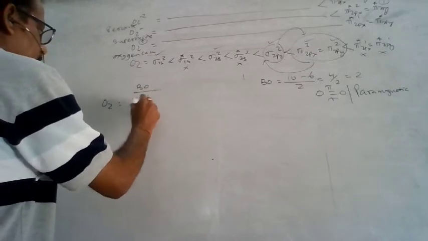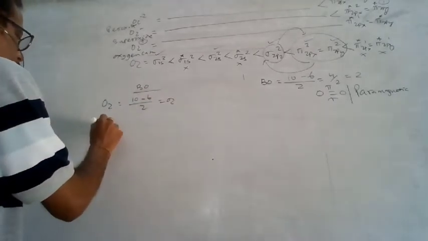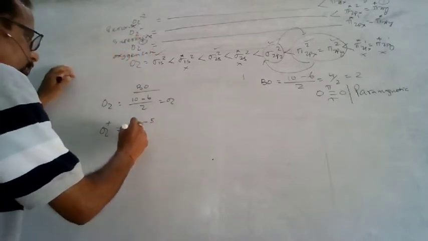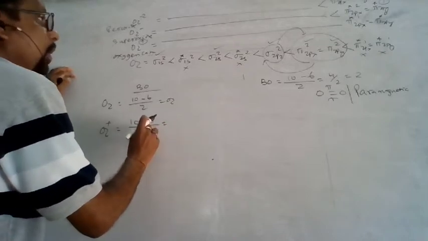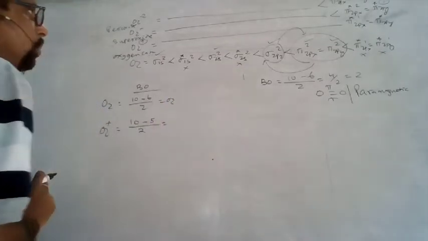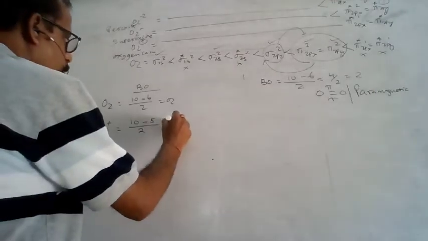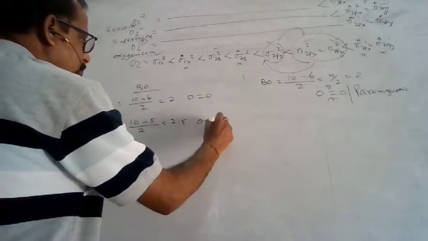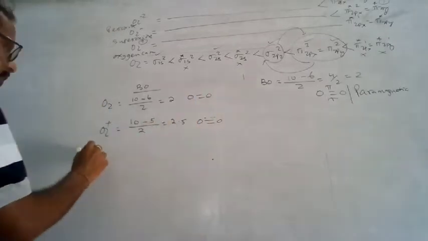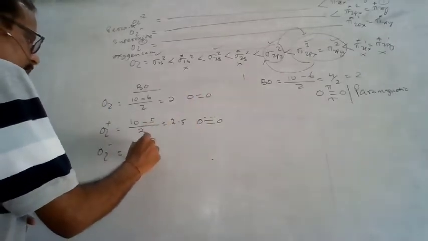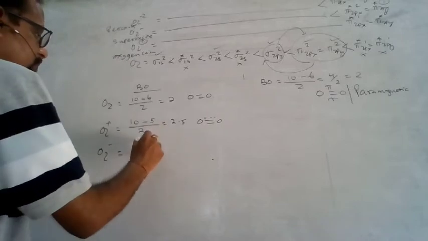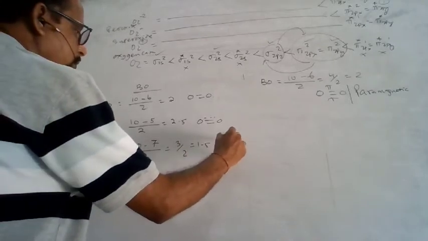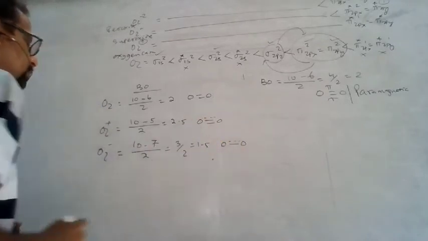So now you see, I will write the configuration of the O2 plus, and you can write O2 minus and O2. That is the O2, the oxygen, but O2 plus is the oxygen cation. O2 minus 1 is the superoxide ion, but O2 minus 2 is peroxide. So in case of the oxygen cation, you see there is one electron lost here.